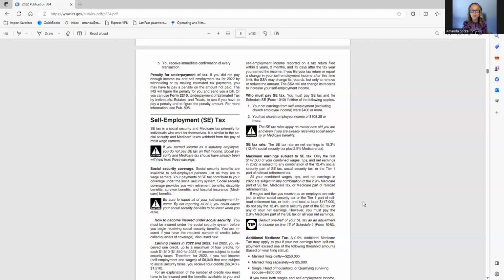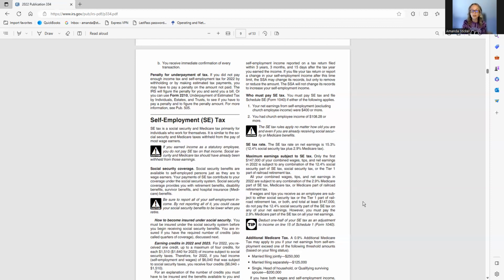SE tax rate. The SE tax rate on net earnings is 15.3%, 12.4% Social Security tax plus 2.9% Medicare tax. It is the same as if you are a typical employee and getting a W-2, it's the same as your employee taxes that you're having withheld from your paychecks. This is just doubled because now you are both the employee and the employer for yourself.